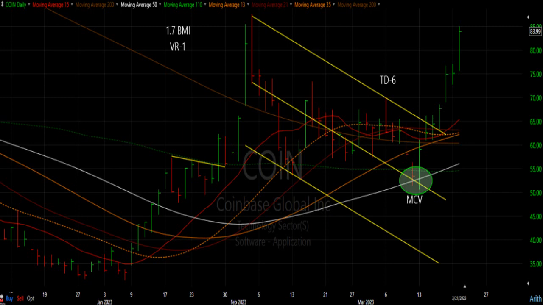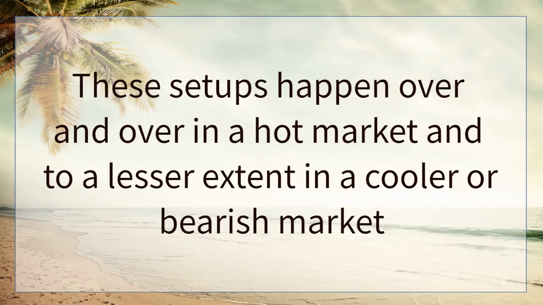After the completion of its first leg, the pullback into the TD6 channel at the midpoint of the channel near the 50 MA gave a perfect opportunity for a trained eye to catch an out-of-the-money $60 call option 2 weeks out for an 800% gain.